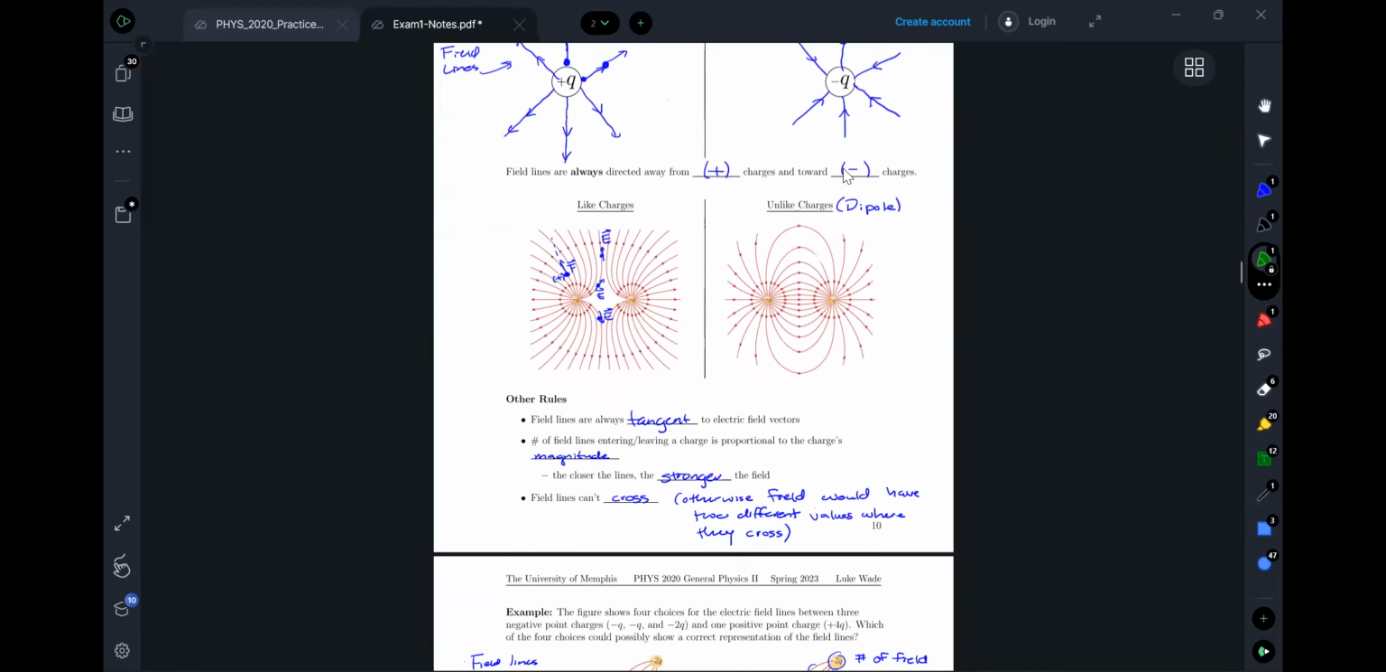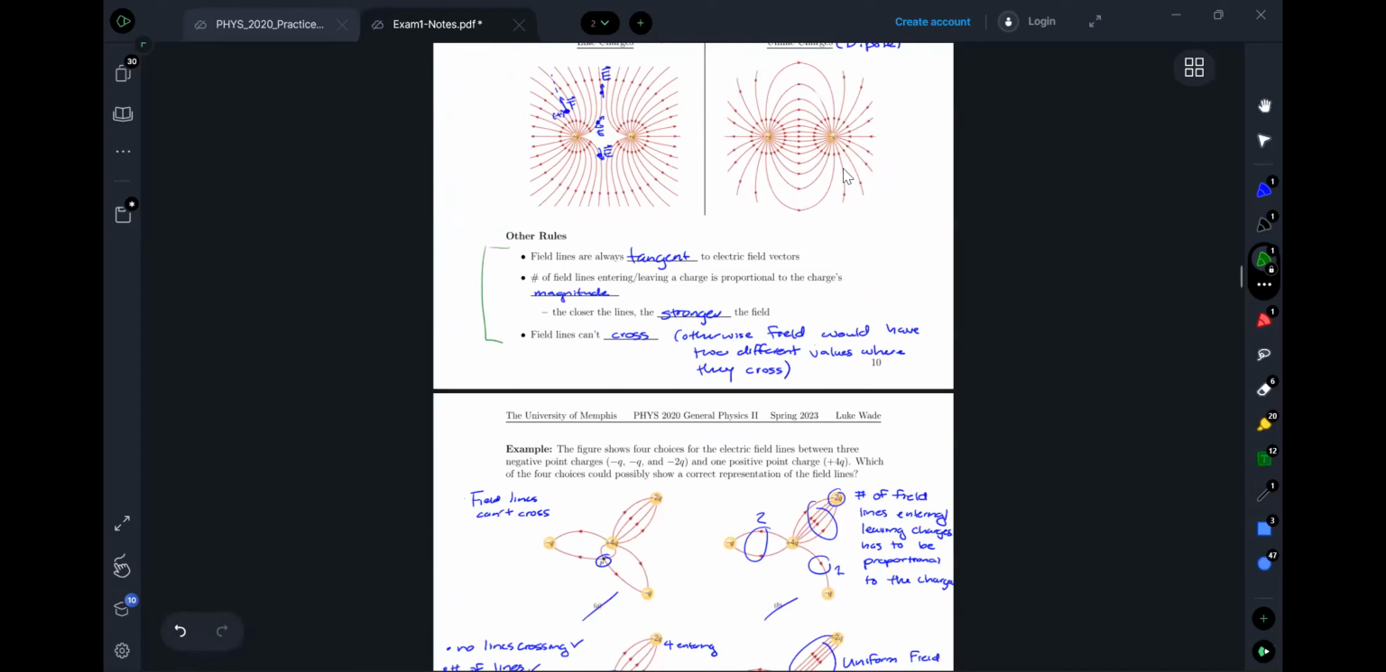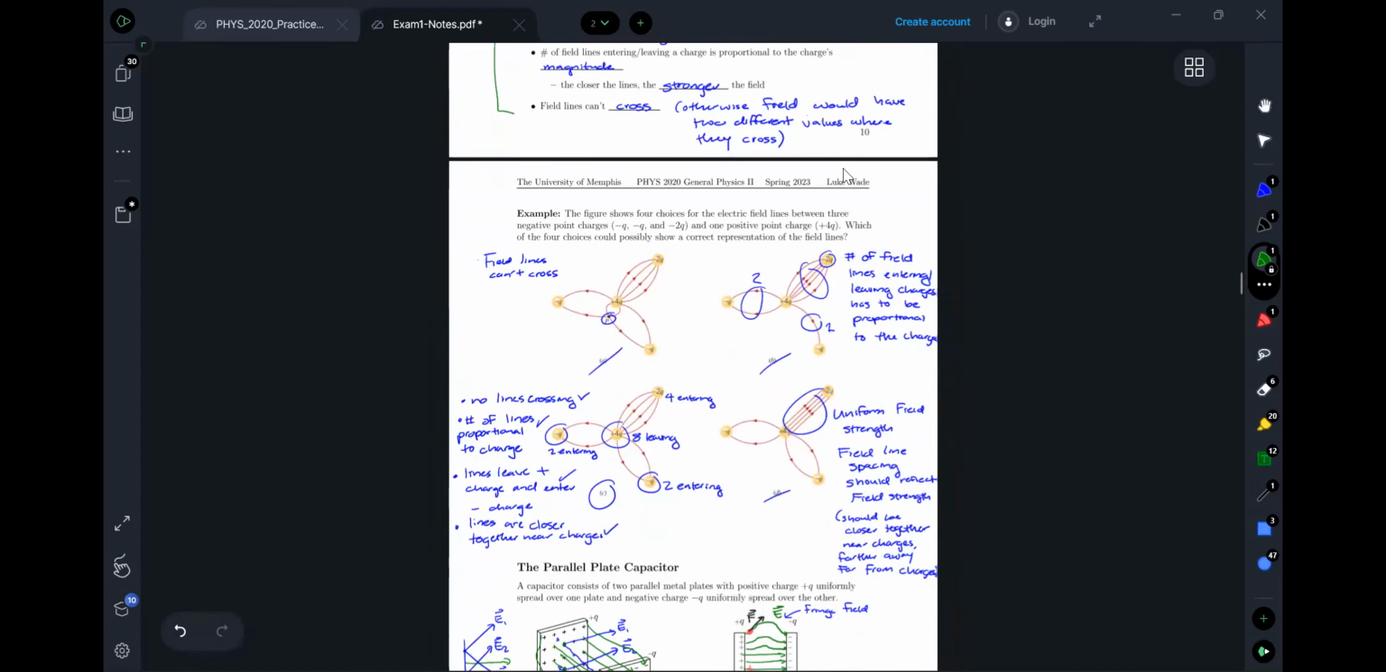So it's good to know which is which, as far as you have some field lines pointing away from one thing towards another, and then just how field lines are drawn, kind of your rules for them. So if this example here makes sense, why 3 of them are correct and 1 of them is not, then I think you're pretty good to go on field lines.